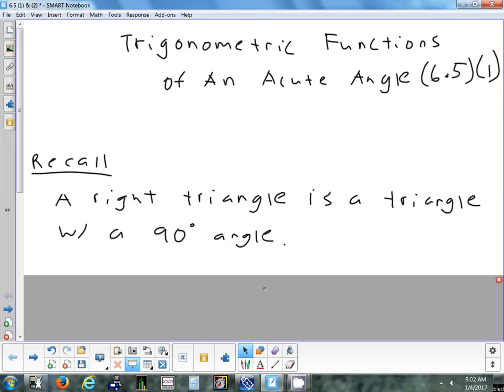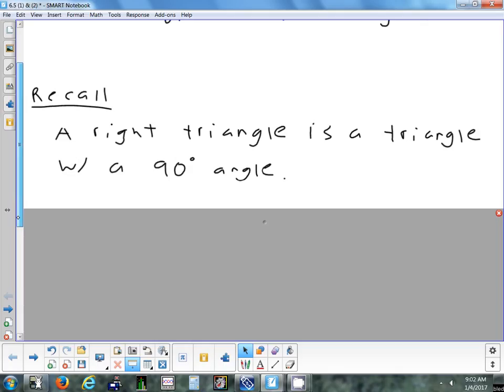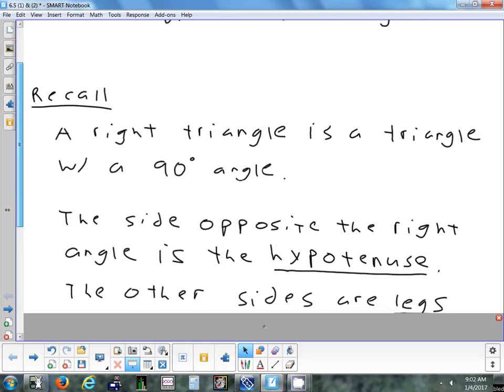All right, so any triangle with a 90-degree angle is a right triangle. And the side across from the 90, what's the name of that side? Hypotenuse. And what's special about the hypotenuse compared to the other two sides? It's the longest side. Yep, it's always the longest side. The other two, the shorter sides, are called the legs.